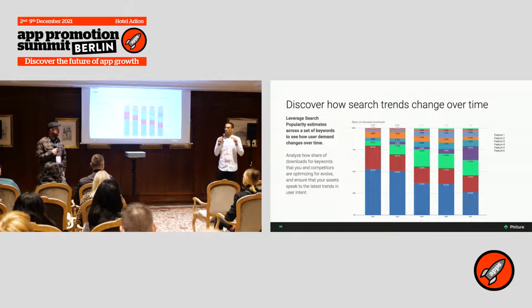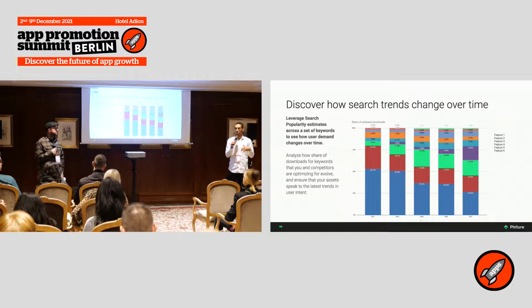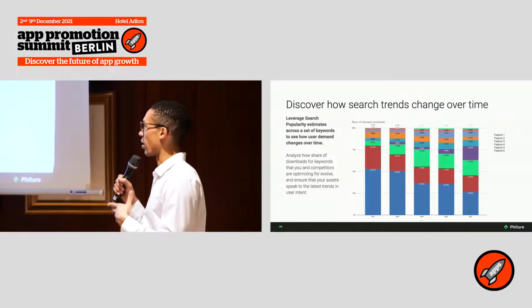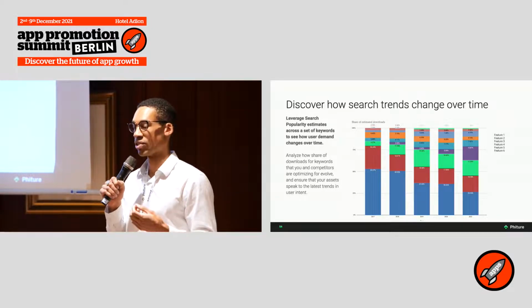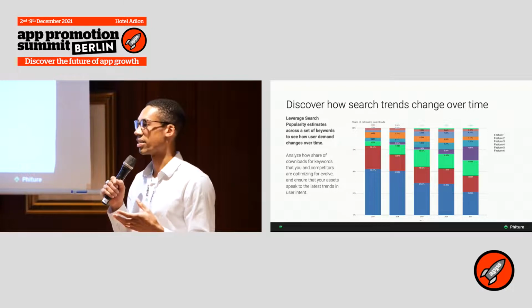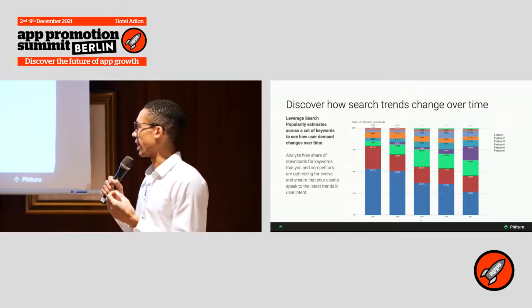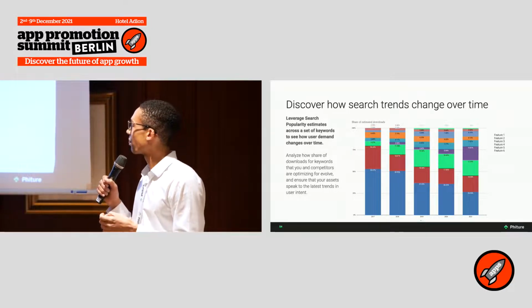So this is, again, anonymized data, but it shows that tracking the number of impressions and downloads going to different keyword groups over time is an essential part of continuing to be relevant and improving your conversion rate optimization. Because if you're not speaking to the latest user intent, then again, you're going to be falling behind.